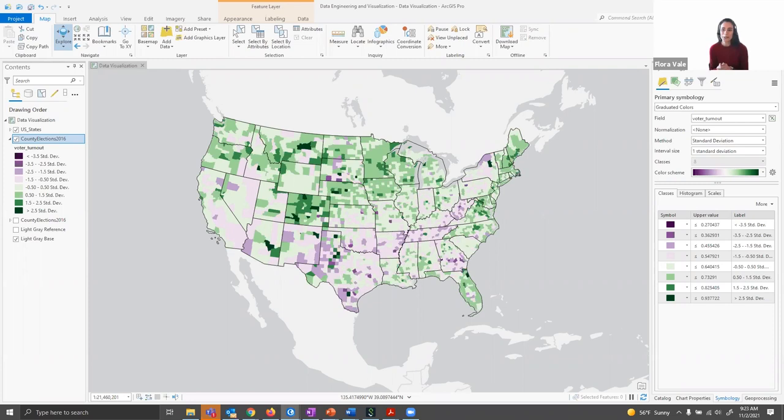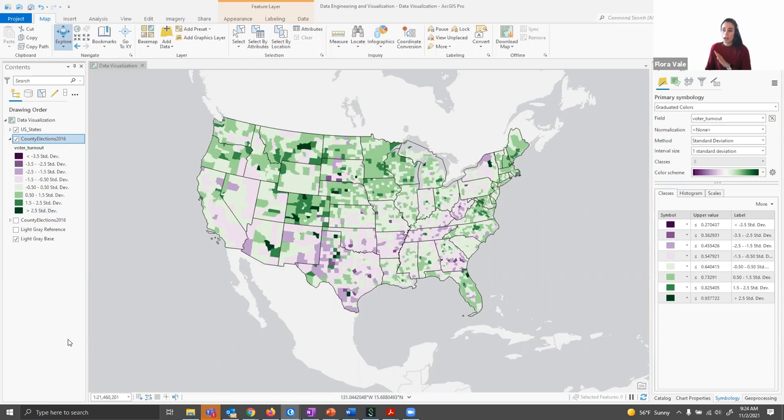Okay, so switching over here to Pro, I have this data set looking at election data from 2016 by county. So in this map, I'm looking at voter turnout. Each county has a percent of voter turnout, and we have it symbolized so that the counties in purple have very low voter turnout and the counties in green have high voter turnout. And so I might want to understand the patterns in voter turnout if I want to affect change and maybe influence some of the counties with low voter turnout to start voting more in the future.